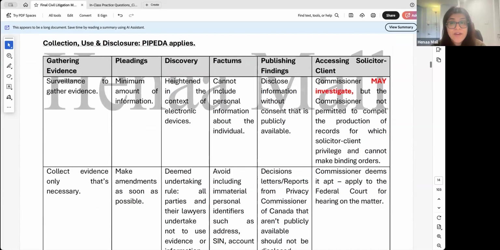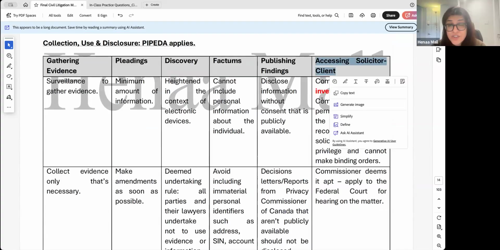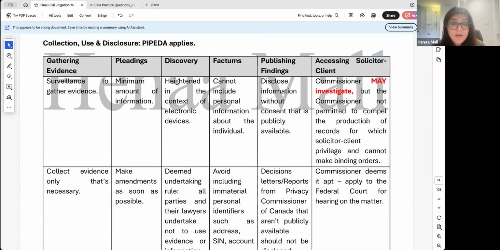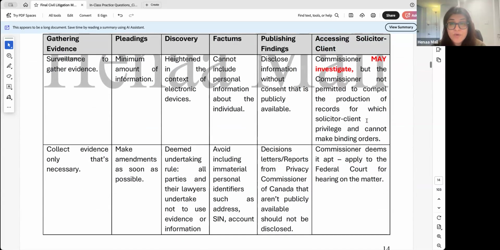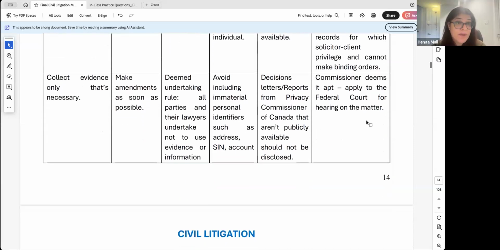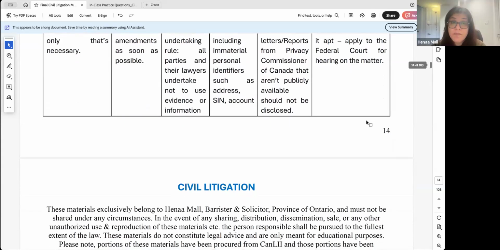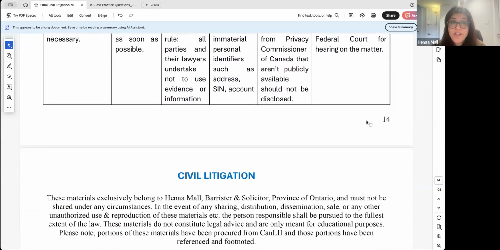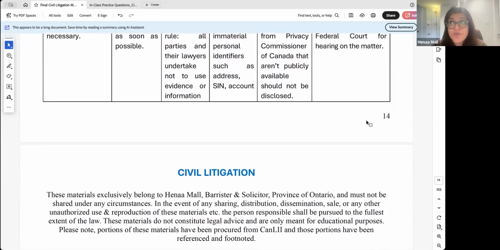And if accessing the solicitor-client relationship, the commissioner may investigate, but the commissioner cannot compel you to breach solicitor-client privilege and cannot make binding orders. You have to assert privilege on behalf of your client. The commissioner, if they deem appropriate, can apply to a federal court for a hearing on the matter, asking you to disclose information. But please note, you have to guard solicitor-client privilege with your life. There is no way you're going to divulge that information unless you have certain exceptions, and we are going to talk about exceptions both under civil litigation and PR.